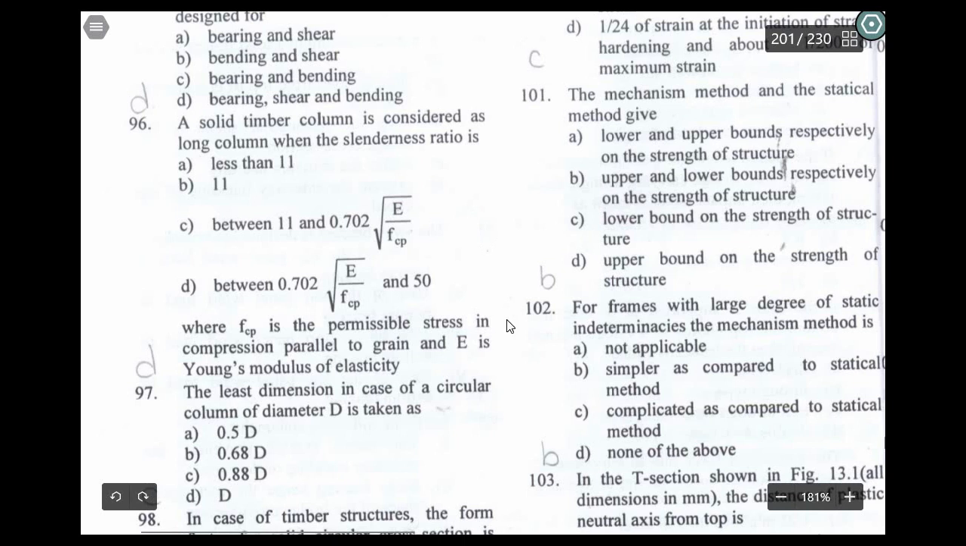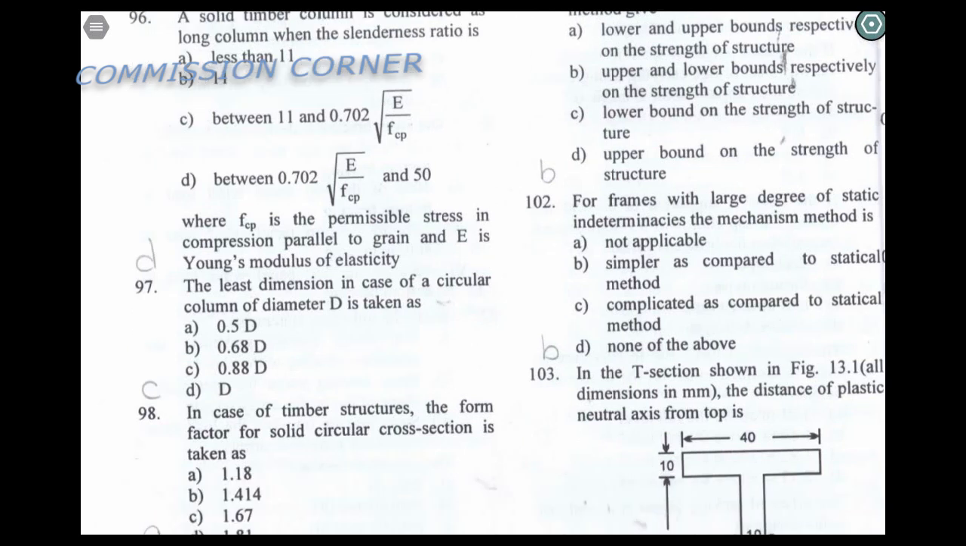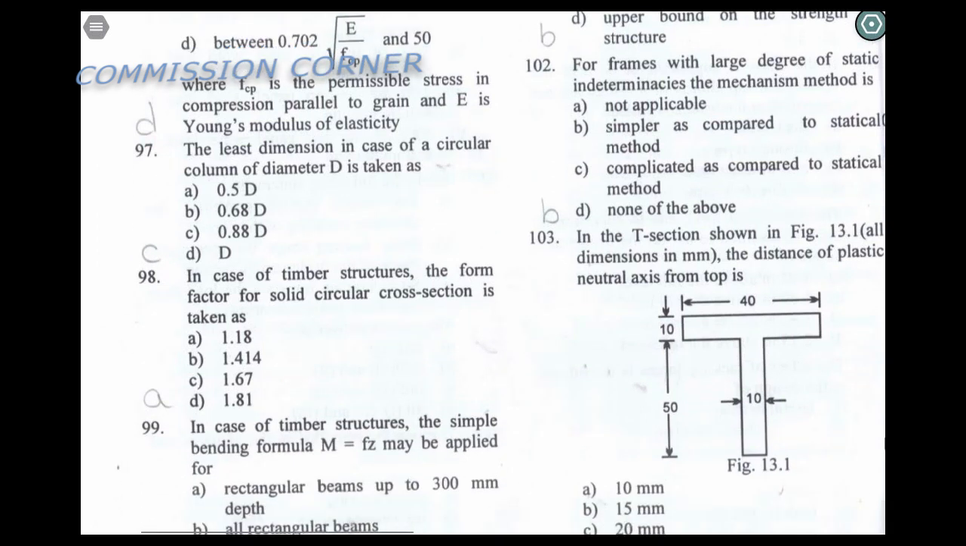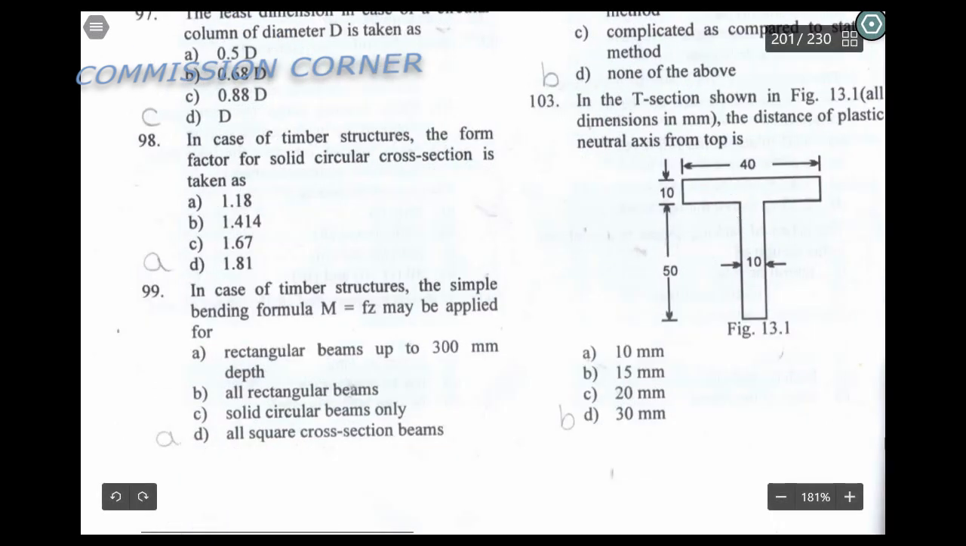For frame with large degree of static indeterminacies, the mechanism method is simpler than the statical method. So question number 103. In the T section, as shown in figure, all dimensions are in mm. The distance of plastic neutral axis from top is, option number B is the correct answer, 15 mm.